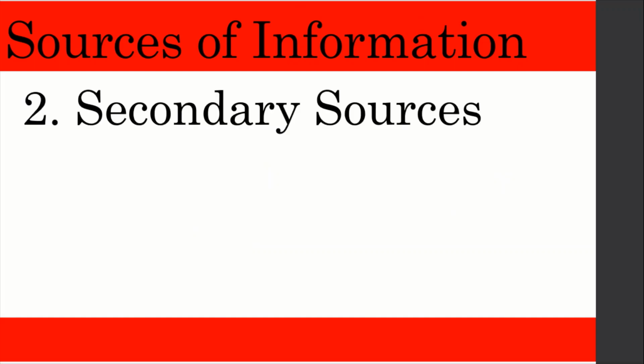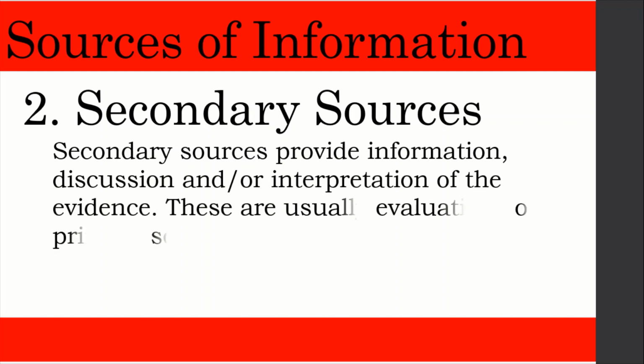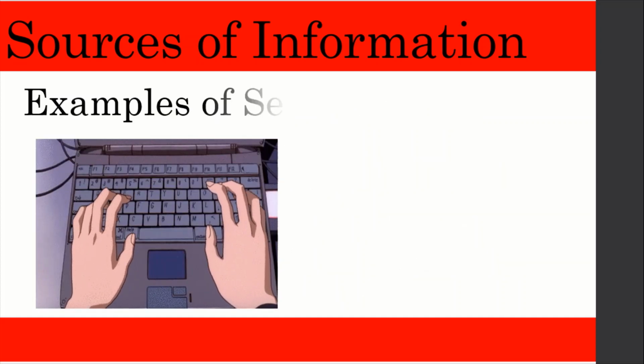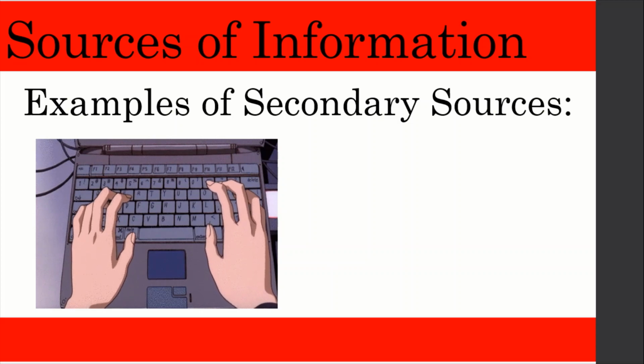Next, we have secondary sources. Secondary sources provide information, discussion, and/or interpretation of the evidence. These are usually evaluations of primary sources. These are also information written by authors who do not personally witness the event or action. Secondary sources differ from primary sources in a way that they are only evaluations of the original documents. These are mainly from the viewpoint of someone who did not actually witness the event.